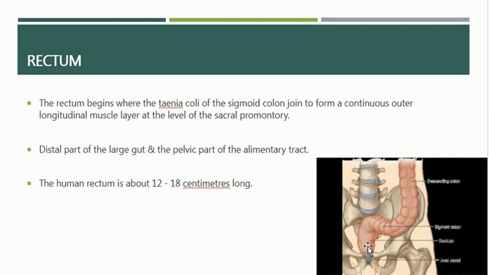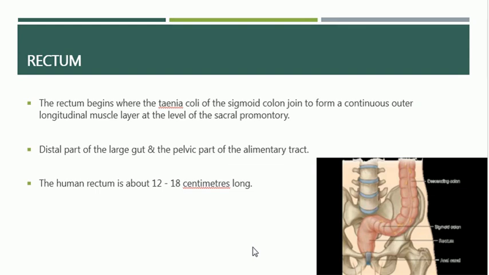This is the rectum. So the rectum is without taenia coli. This is one identification point for the rectum. Now this is the distal part of the large gut. As you can see, when we count the different parts of the colon, it is the distal part of the large gut and it is the pelvic part of the alimentary tract. The rectum is about 12 to 18 centimeter in length. So the length of the rectum from here to here is about 12 to 18 centimeter in an ordinary adult.